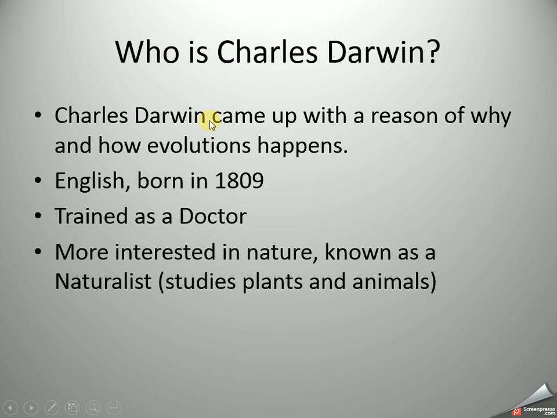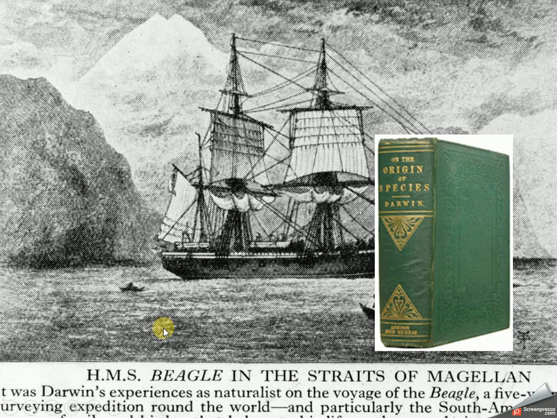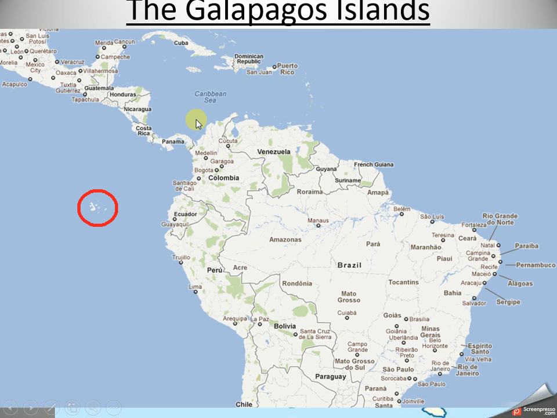Okay, who came up with the theory of evolution? Well, it was this chap here, Charles Darwin. He came up with the theory of evolution, and he trained as a doctor, etc. This was the famous ship that he sailed around the world in. This was the book that he wrote years later, On the Origin of Species, obviously by Darwin. The boat that he sailed in was called the HMS Beagle, and like I said, it was a 5-year mission around the world, particularly around South America, and this is where he ended up.